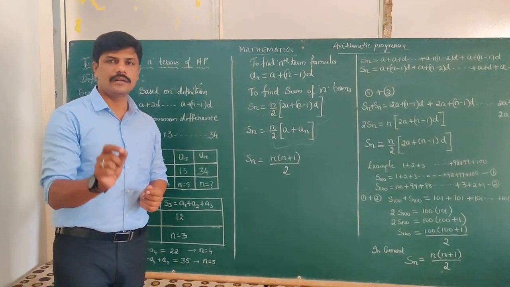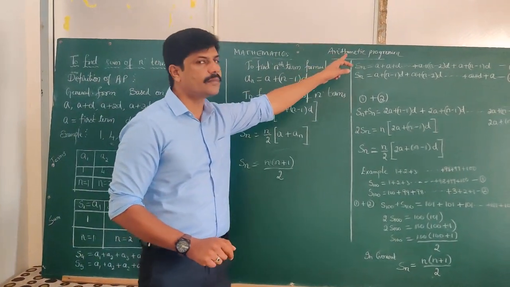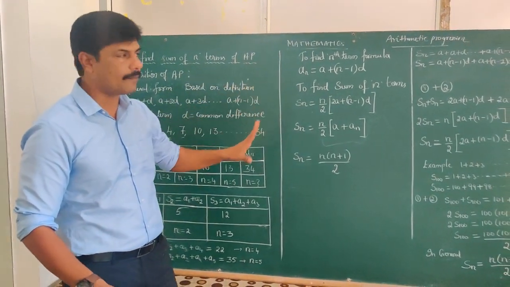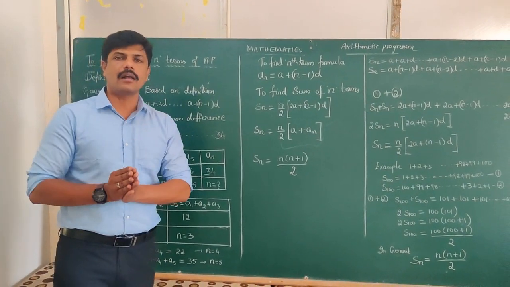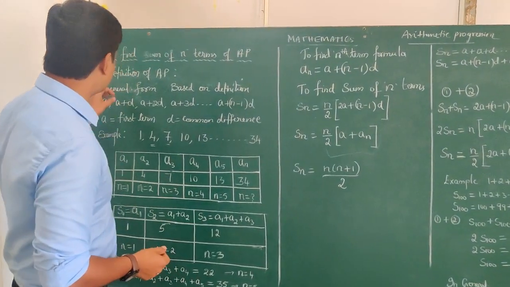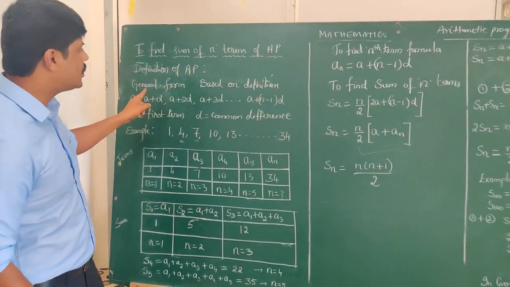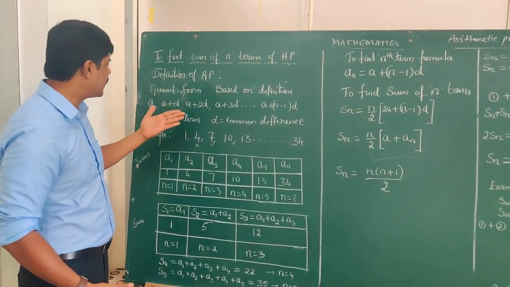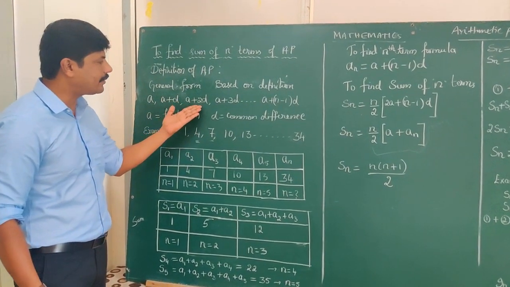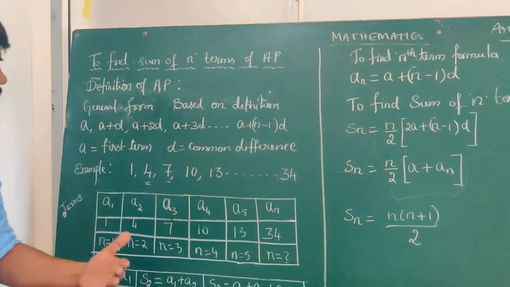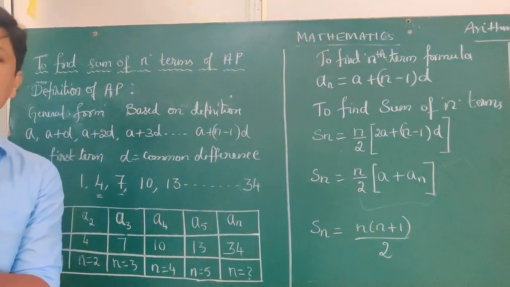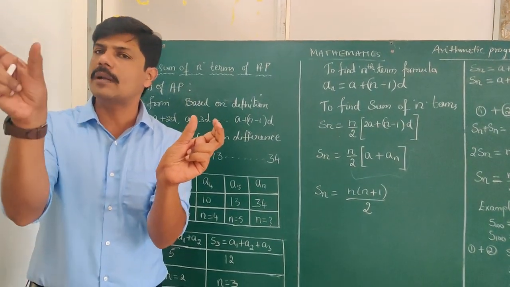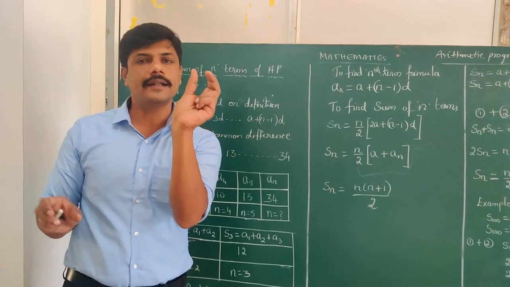Today we are going to learn a new concept in arithmetic progression, that is, to find the sum of n terms of an AP. Before that, let's recall what we have learned. We have learned the definition of AP and the general form extracted from it: a, a plus d, a plus 2d, a plus 3d, etc. For this, we require two things, a and d: the common difference and one term. That one particular term we call the first term.